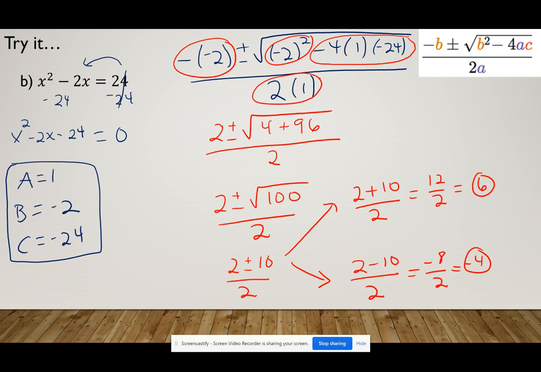Okay, again, if you want to double check, substitute 6 into the equation, substitute negative 4 into the equation, and you should balance it out. They should equal 24. Another option is to take this into Desmos or a graphing calculator and look at the x-intercepts.